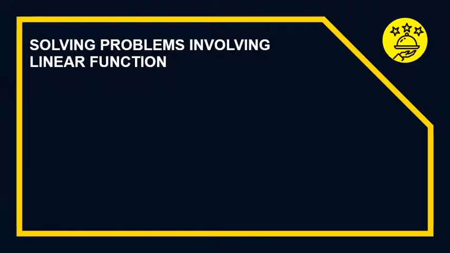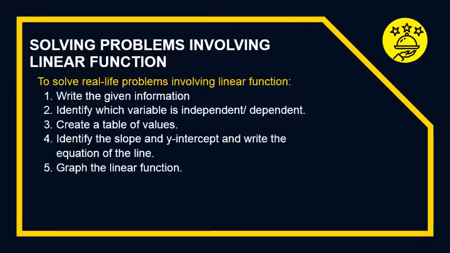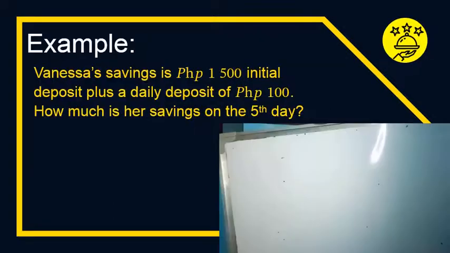Solving problems involving linear functions. To solve a real-life problem involving a linear function, first, write the given information. Second, identify which value is independent and dependent. Third, create a table of values. Fourth, identify the slope and the y-intercept and write the equation of the line. Last, graph the linear function.